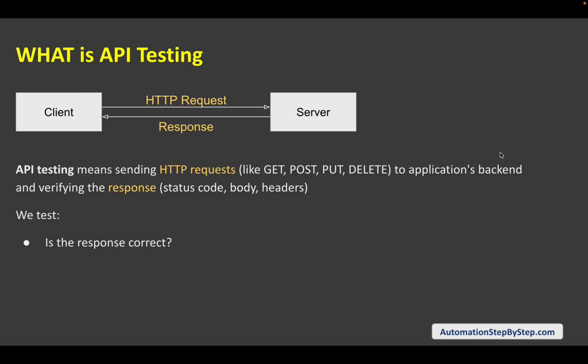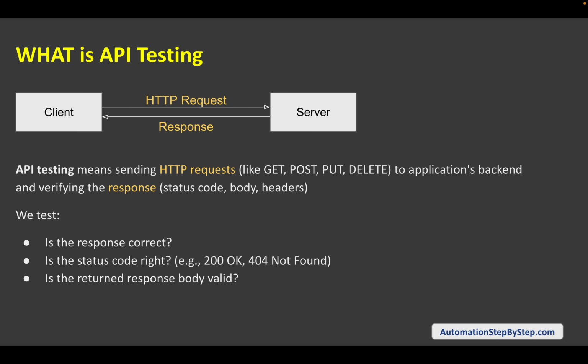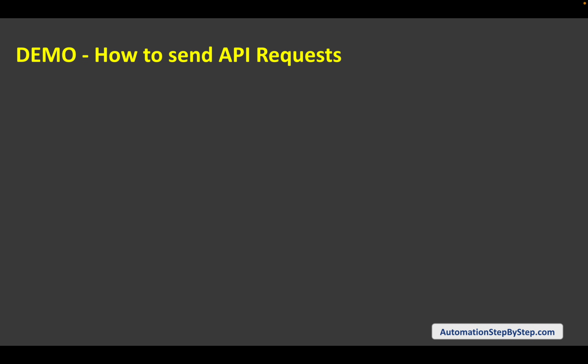Okay, so this is what API testing is. Here we test the response is correct, the response status code, etc. And then we can also check the response body, the values in the response, etc. So this is what API testing is. Now let us quickly jump into our demo. How do we send API requests and how do we do API testing with Playwright?